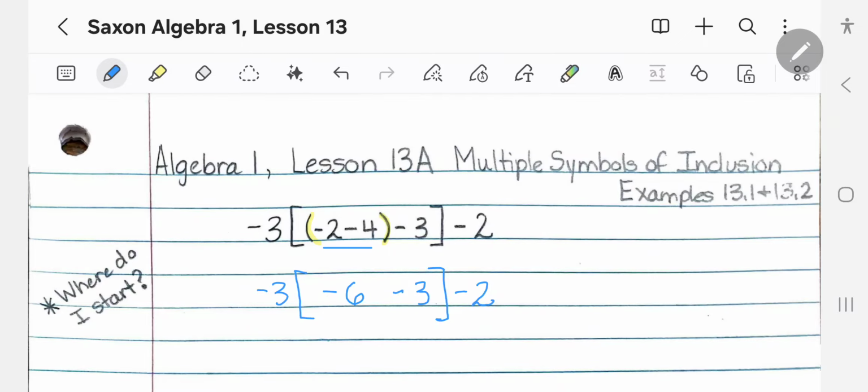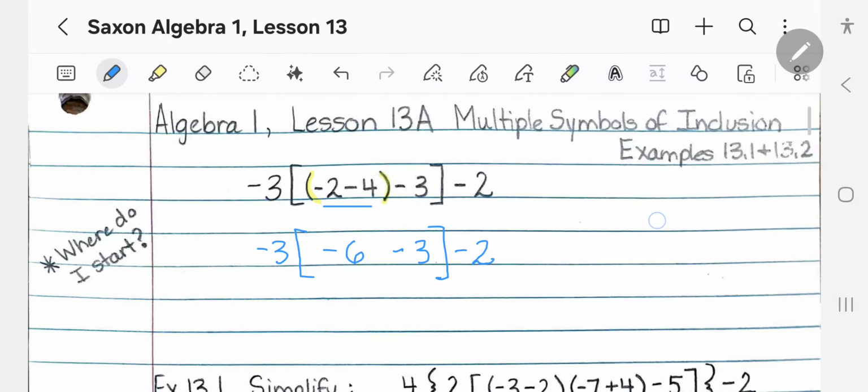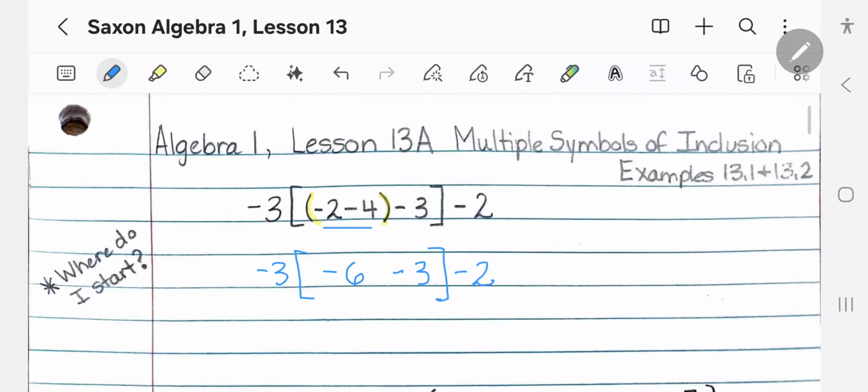Now we don't need those parentheses anymore because we don't have anything being multiplied by them. A lot of times at this point, they may change those brackets to parentheses. This book does not, but just a heads up there if you're using a different book. Here we're going to look at the order of operations again and notice that we've got the brackets, so we can do those, and then we'll copy everything else down. Negative 6 minus 3 is like negative 6 plus a negative 3, so that's negative 9.